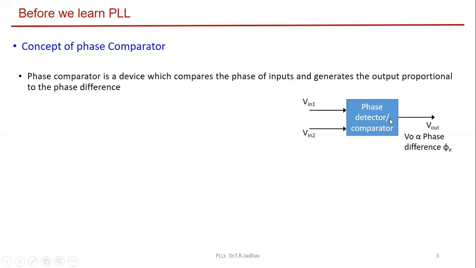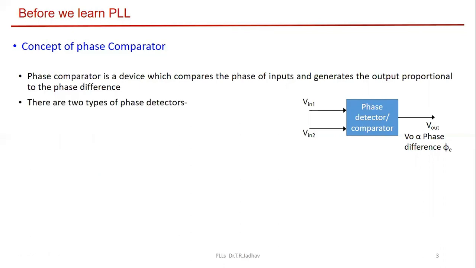So here is the block diagram. As you see in the block diagram, V in 1 is one input, V in 2 is another input, just like we have seen in the previous slide. And there is an output voltage which is proportional to the phase difference of these two input signals. So that is the construct of the phase comparator, or block diagram of the phase comparator.